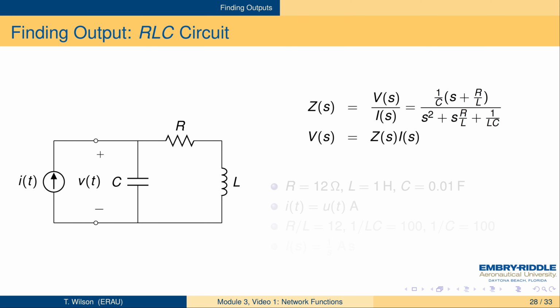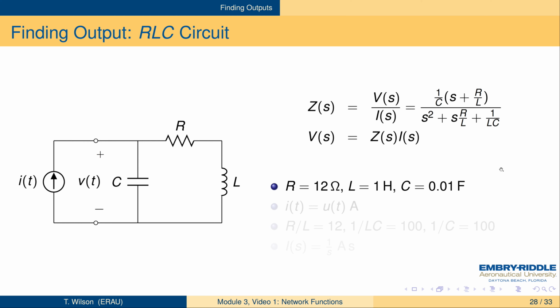We can look at the voltage across the RLC circuit. Here again, it's drawn in the time domain, input in the time domain, output in the time domain, but the driving point impedance that we found earlier is in the S domain. So we have a Z of S between these two terminals, even though they're shown in the time domain. And so the output voltage, V of S, will be Z of S times I of S, where Z of S is our driving point impedance as found earlier.